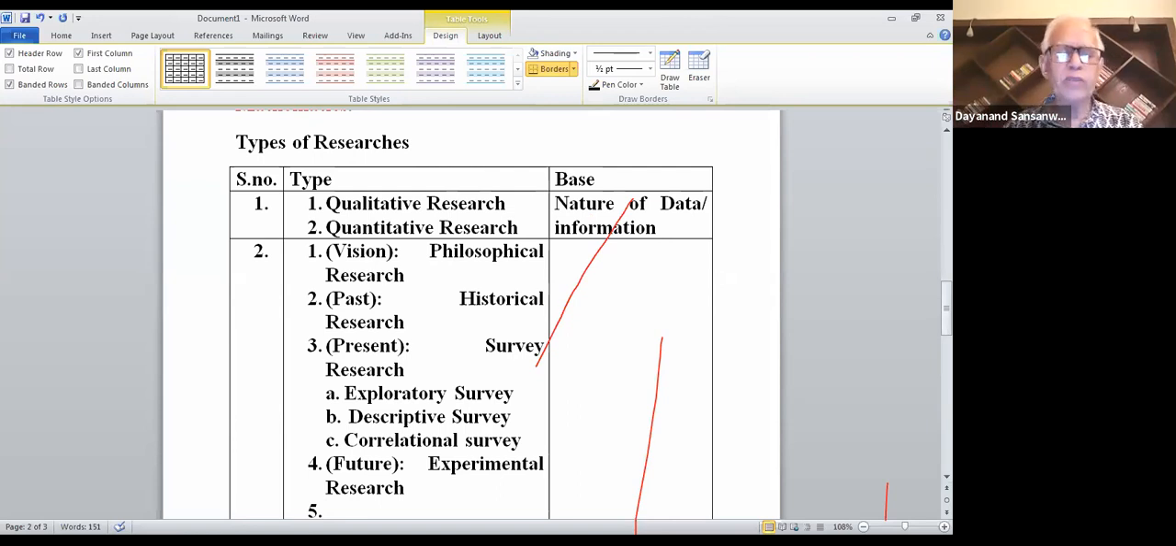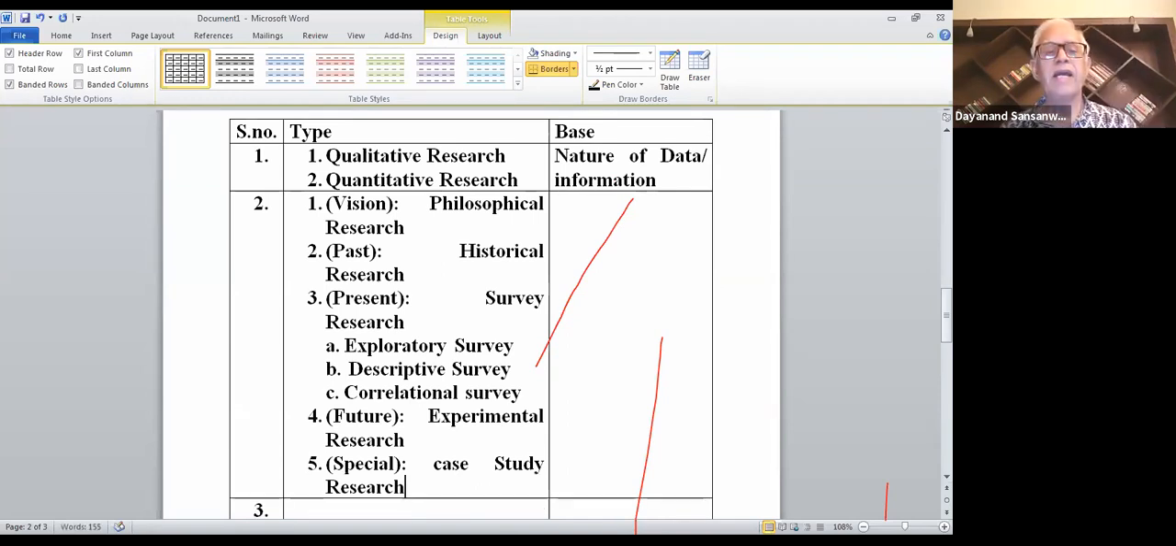Then another, if you want to study something special, then this has to be a case study. Case study research. Now, dear friends, in the philosophical one, you have qualitative information. In the historical one, you have qualitative as well as quantitative. In survey, you have exploratory and descriptive, so you have the qualitative, but correlational has the quantitative. In experimental, you have the quantitative. And in case study, you have both the qualitative as well as quantitative.